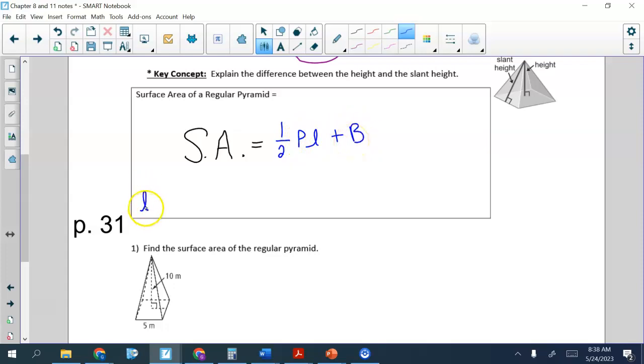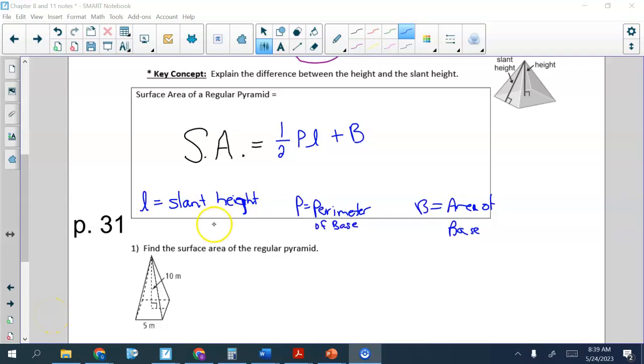All right, so L is slant height, P is the perimeter of the base, and B is the area of the base. All right, so let's try example 1 here. Find the surface area of the regular pyramid.